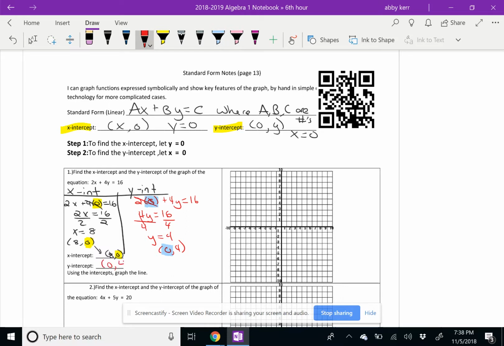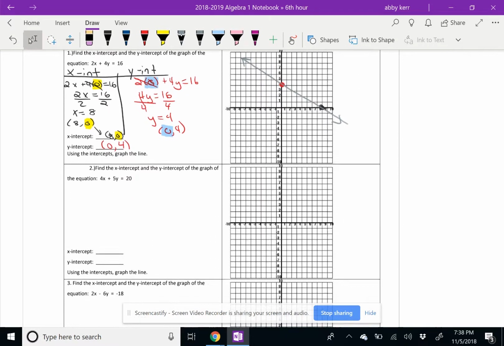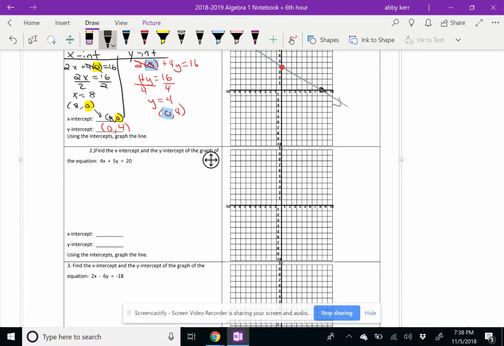Now these are 2 different answers. One is where it crosses the x-axis, so then we have 8 comma 0. And the second answer, our y-intercept, is where it crosses the y-axis. So for right now, all I need you to do is plot 2 points, one on the x and then one on the y, and then draw your straight line all the way through the graph. Now for number 2, it's the same thing.